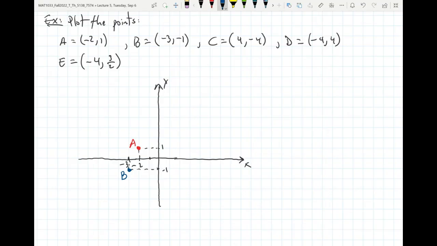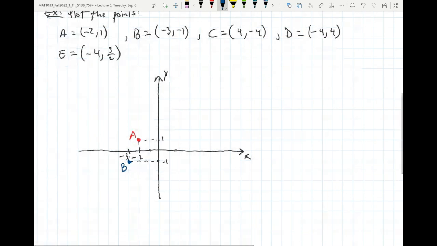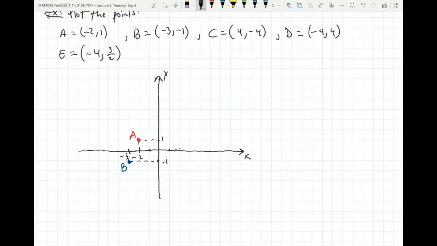All right, C. What quadrant is it? Quadrant 4. And how do I plot this? 4 to the right and 4 down. So 1, 2, 3, 4, and then 1, 2, 3, 4. -4, +4. So right here. That's our point C. Good.